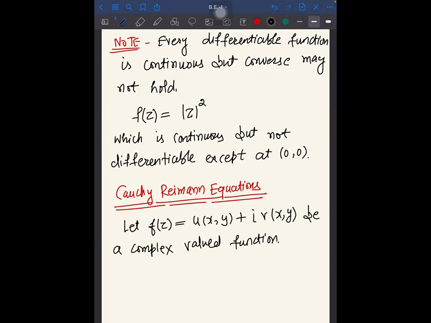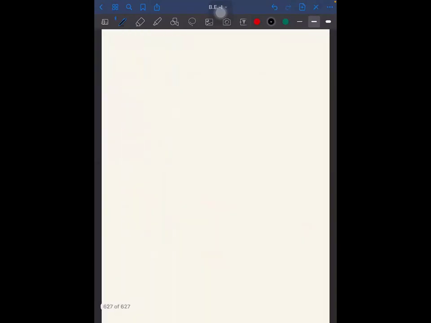So let's say we want to check the differentiability of f, and we want to develop a necessary condition for that. Let f(z) be differentiable at z equal to z naught, at a single point. So we assume that z naught is x naught plus iota y naught. Suppose that delta z is equal to delta x plus iota delta y.